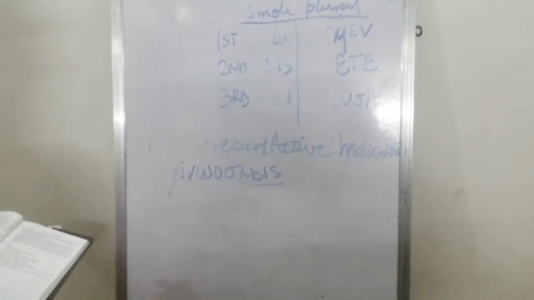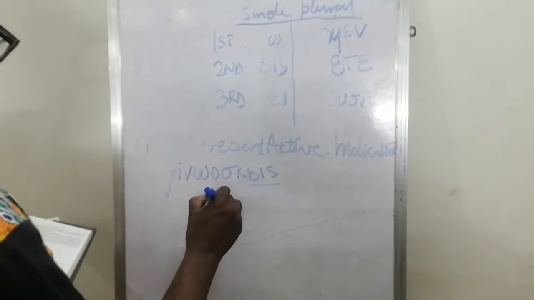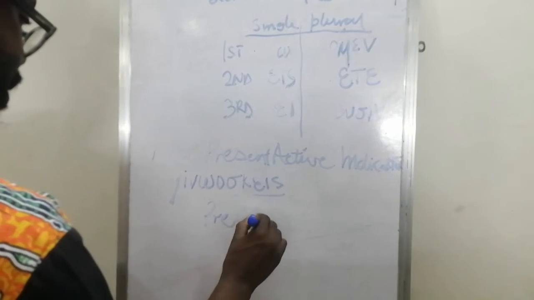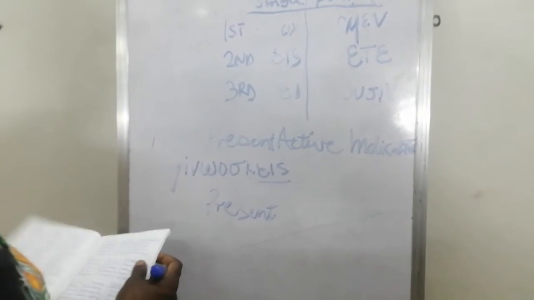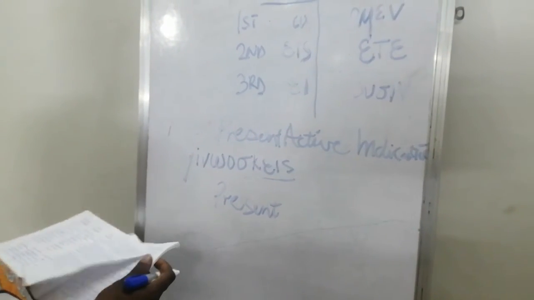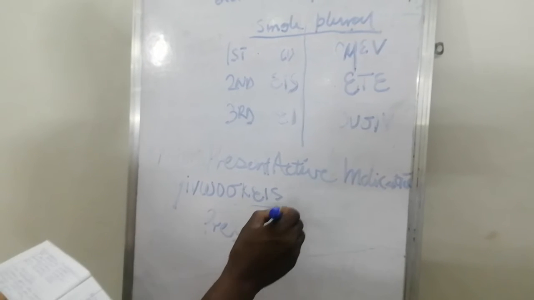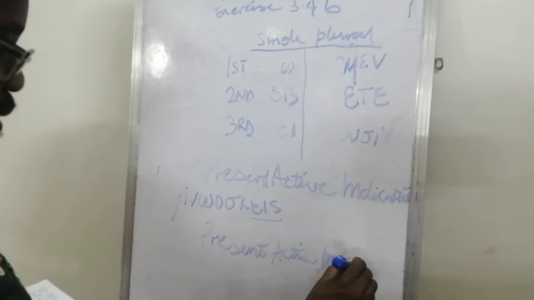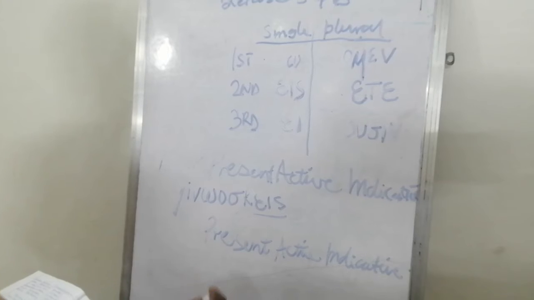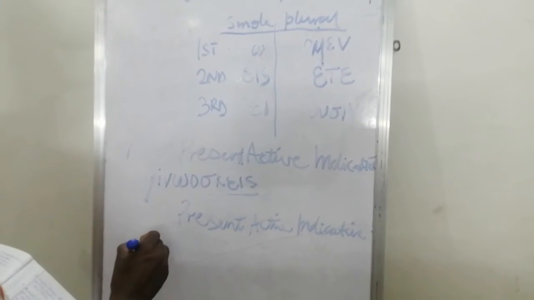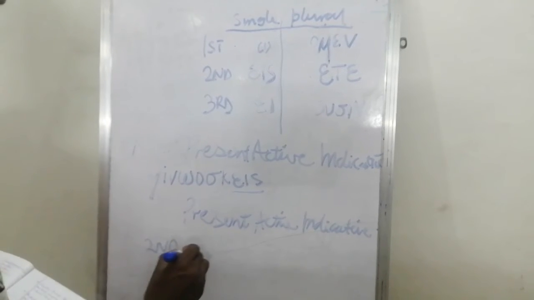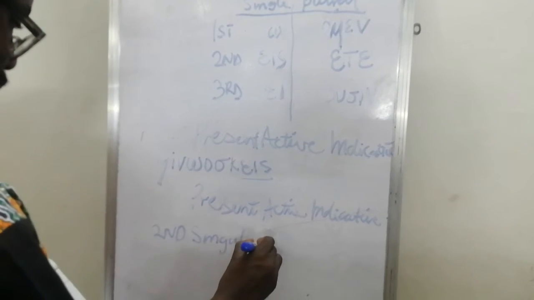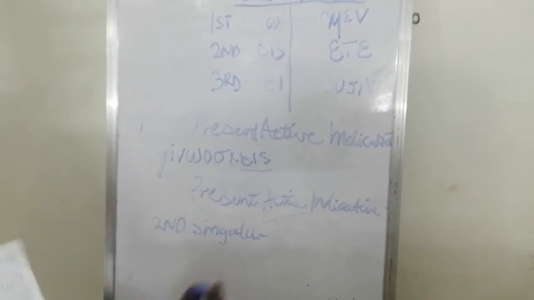We start by saying that this is a present, active, indicative, second person singular form. Sorry, the marker is not writing well.